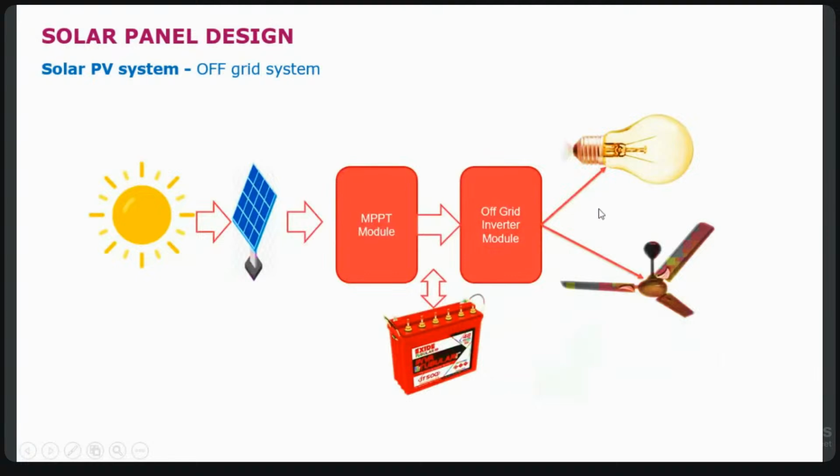Here I have taken the load side as a domestic application, like a bulb, fan or refrigerator. So this is the on-grid system. As I told, in the off-grid system you have two options: one is DC microgrid and the other is standalone system. DC load can be given and also AC load can be given.